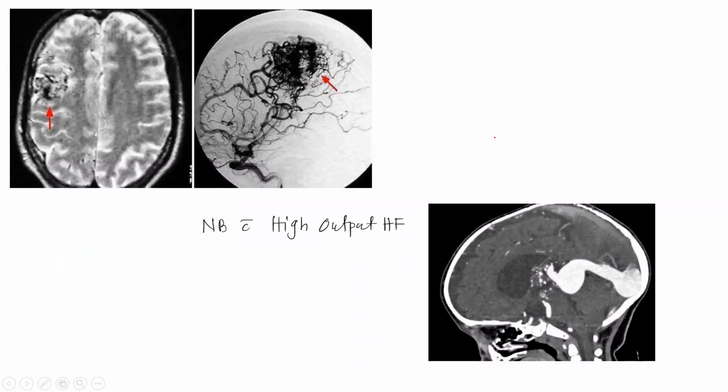As you can see here, these are angiographic images. You can see there is a nidus, and this is how the AV malformation looks.